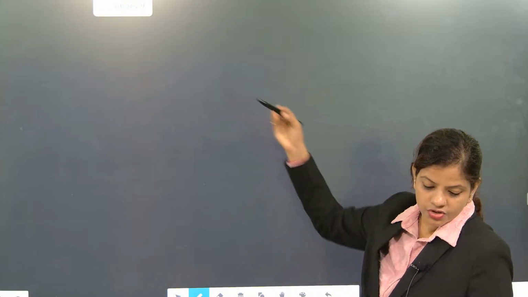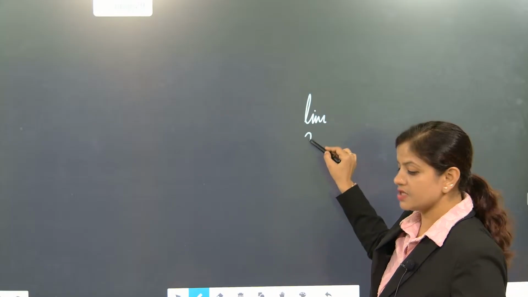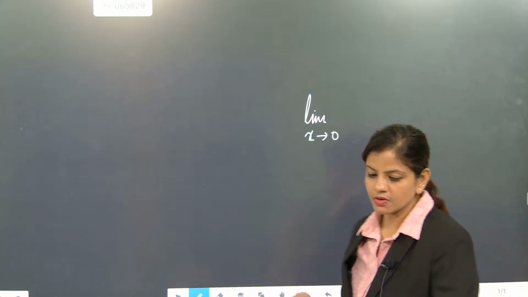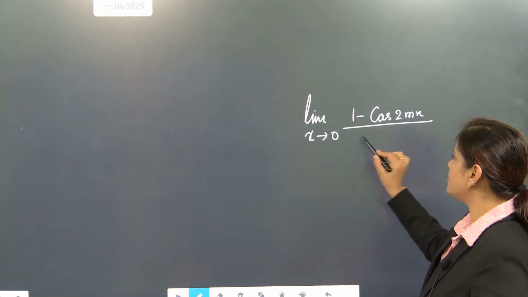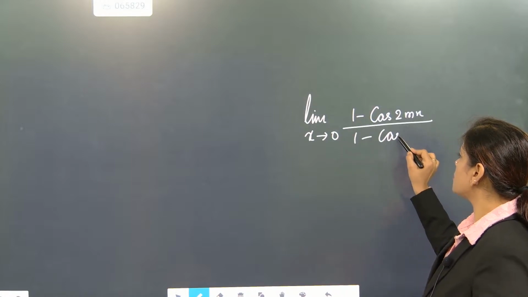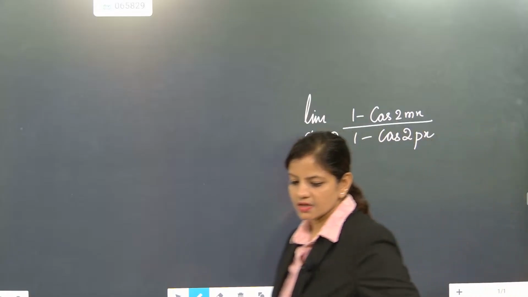So now let's check how to solve the sine theta section. Check this question out. I gave this question last time. Limit x tends to 0. Come on, go for it. 1 minus cos 2mx. Same question I am repeating. 1 minus cos 2px. Solve and tell me the answer.